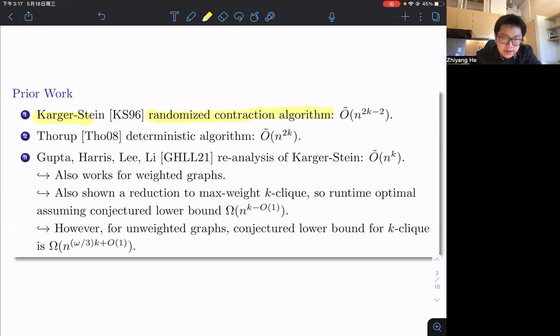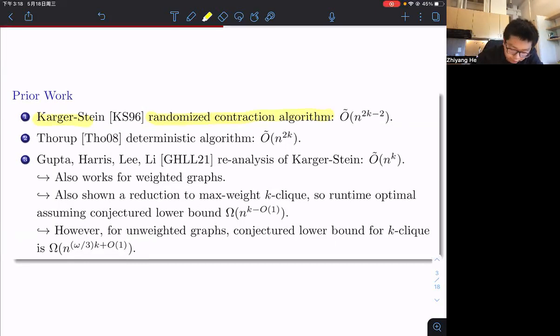And there are a couple points about this result that are quite amazing. And in fact, we'll be citing the result twice in our paper. But a few points to note here is that the Karger-Stein algorithm works for weighted graphs. And they also showed a reduction from the minimum k cut problem to the max weight k clique problem. So assuming the complexity conjecture that the max weight k clique problem cannot be solved faster than n to the k, the runtime of the Karger-Stein algorithm is actually optimal, up to polynomial factors.